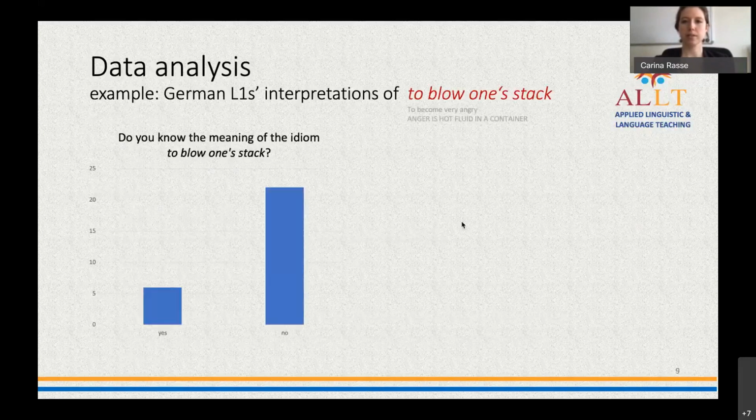So as the results, I'd just like to show you, as an example, the German native speakers' interpretations of to blow one's stack. So as a reminder, it means to become very angry. And the conceptual metaphor is anger is hot fluid in a container. And in the first part of the study, of the German native speakers, 6 of them said that yes, they know the meaning of this idiom. And 22 said no, they do not know it.